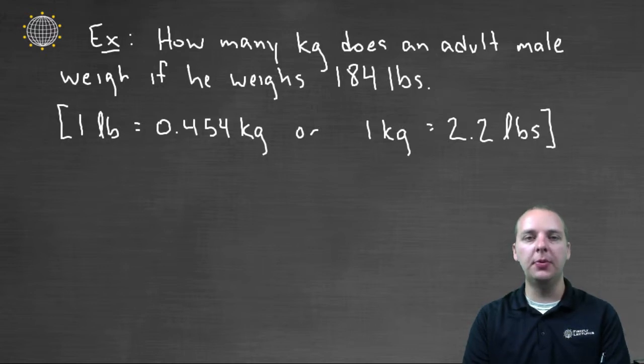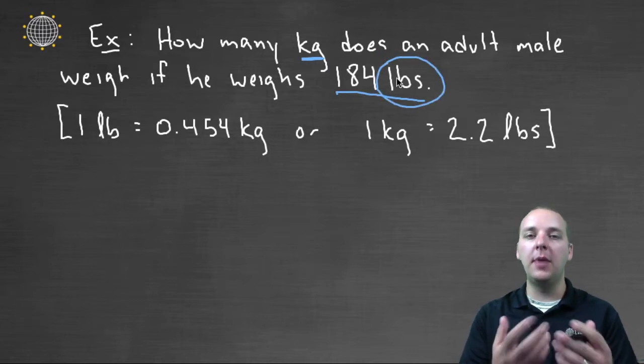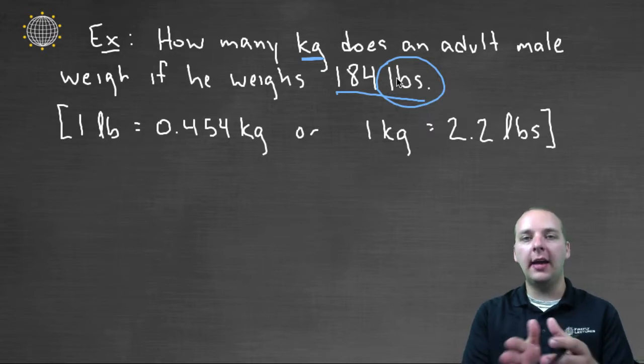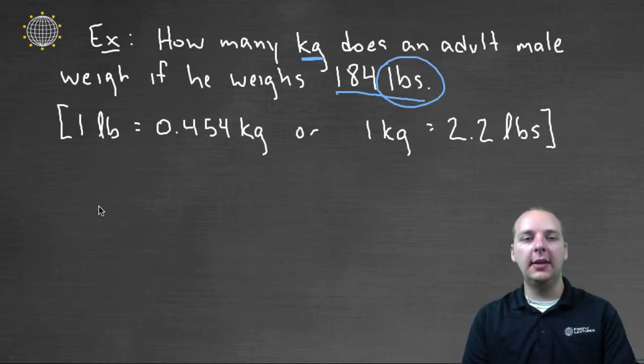So here's our first example. It says, how many kilograms does an adult male weigh if he weighs 184 pounds? Okay, so they gave us an amount in pounds, 184. They're asking us to convert that into kilograms. And so we can make a ratio for this information. We can say that our adult male weighs X kilograms, which is equivalent to 184 pounds.